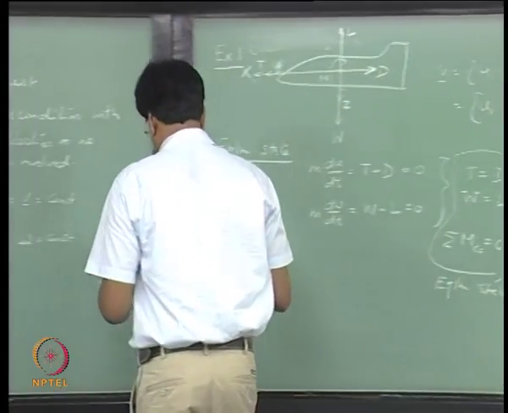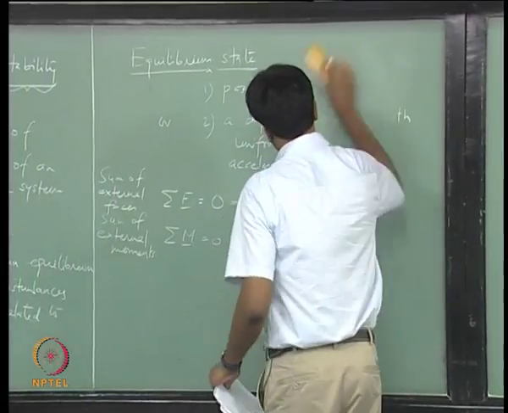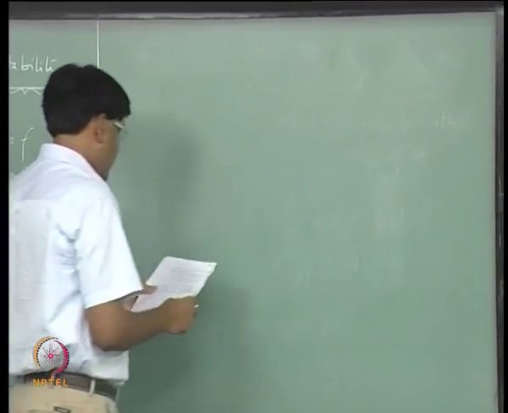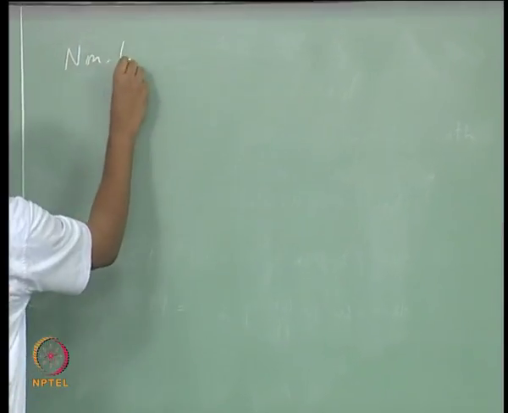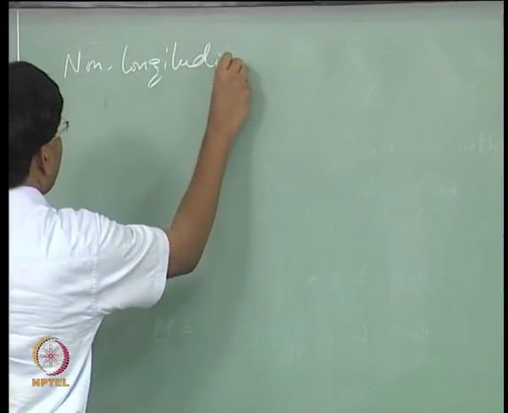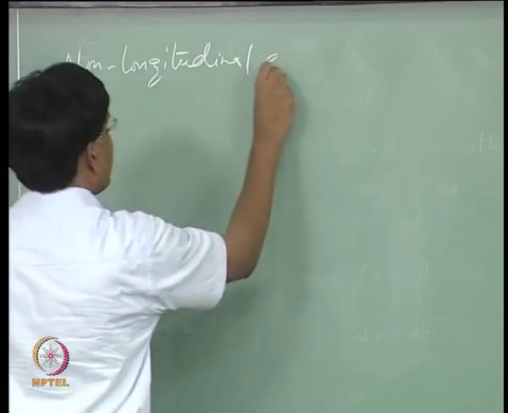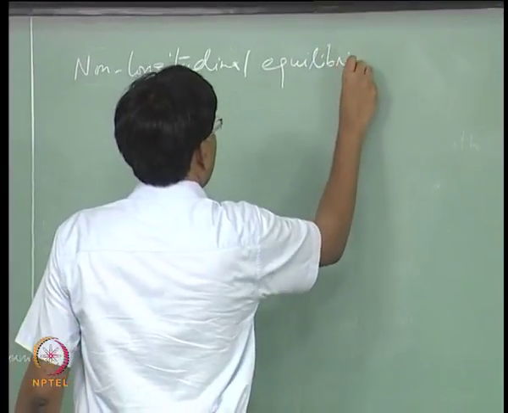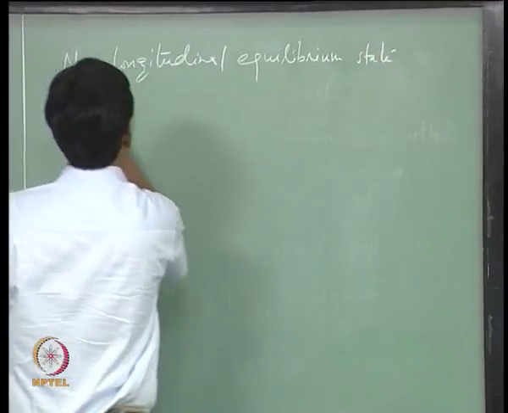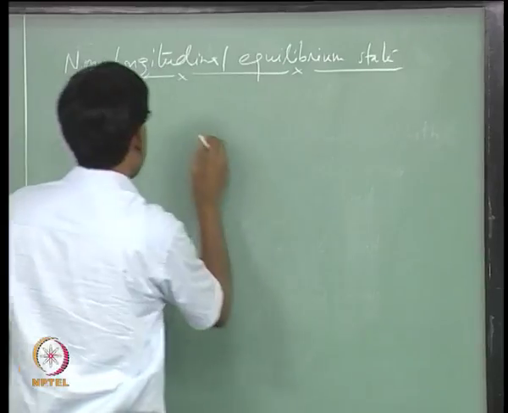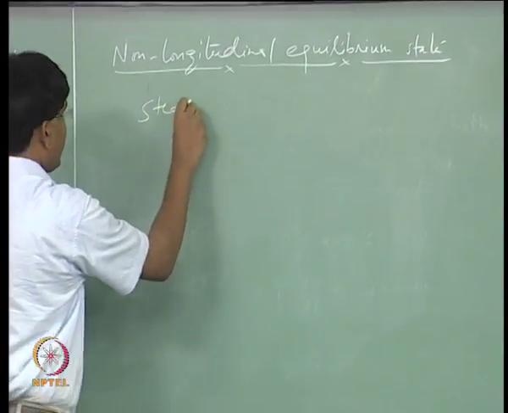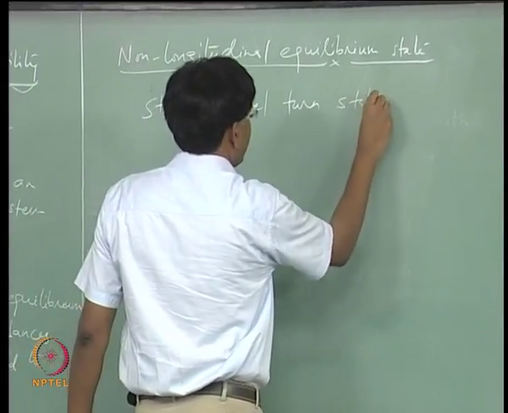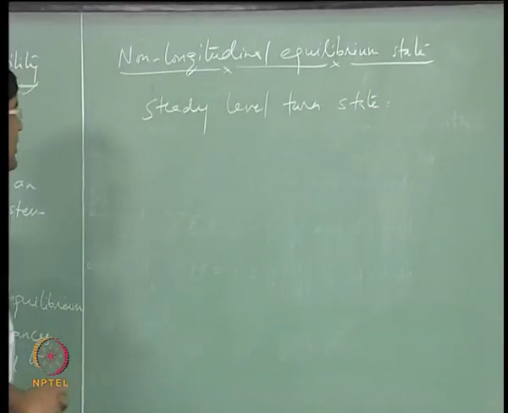and if you want to look at any non longitudinal equilibrium state, it can be, for example, a steady level turn state.